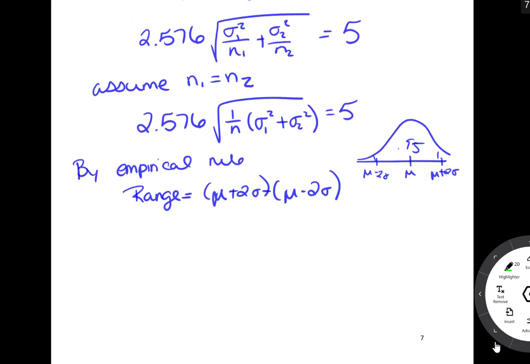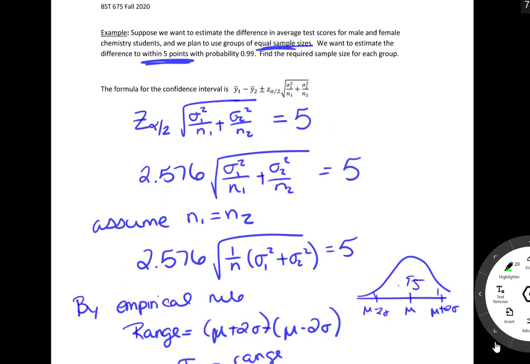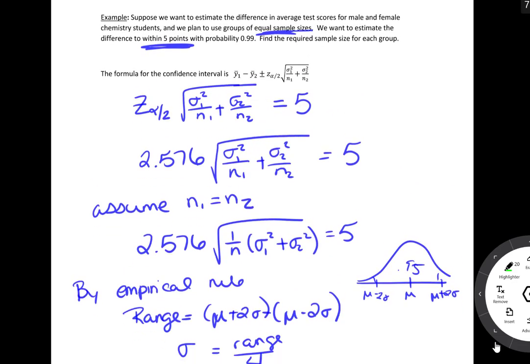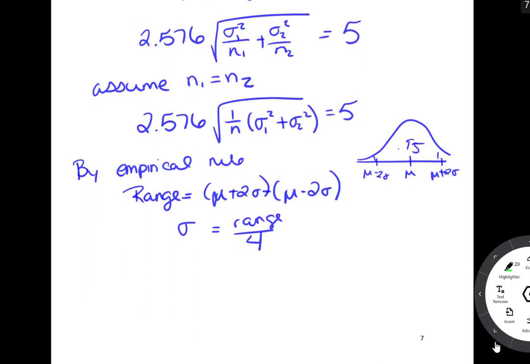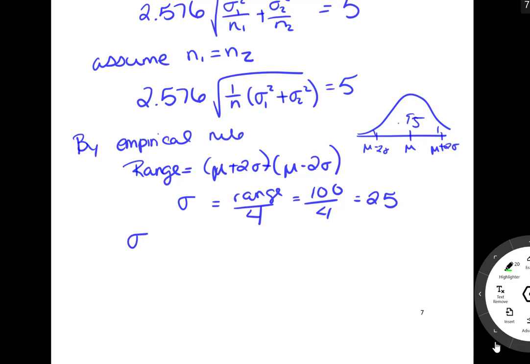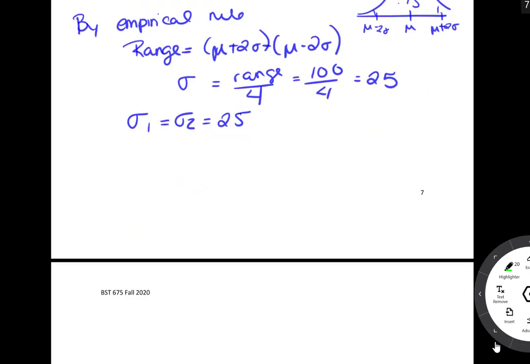So solving here for sigma tells us that a good estimate of sigma is equal to the range divided by 4. Well, if we look up here, notice that we're interested in test scores, and we're going to assume that those test scores range anywhere from 0 to 100. So the range would be 100 divided by 4 is equal to 25. So we're going to use an estimate of sigma 1 equals sigma 2, which is equal to 25. And so this is one way that you could get estimates of standard deviation, is by using range, and that range will often be just based on what the allowable errors or values are for that particular variable.